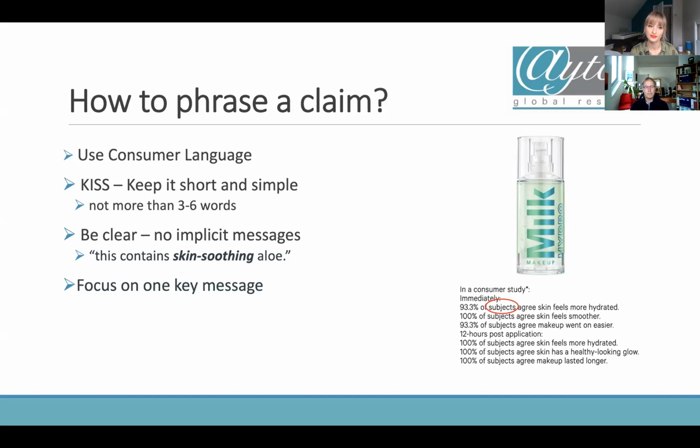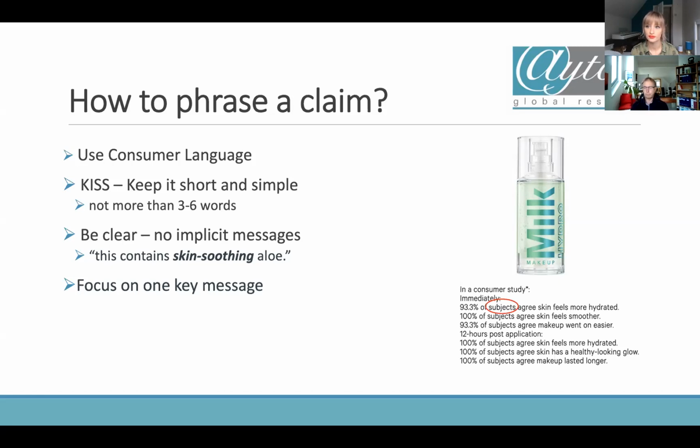Be clear, in a way it relates to what we had before: no implicit messages. You might say this contains aloe vera because everybody knows what aloe vera does. Yeah, maybe, but I'm not sure everybody does. And you don't want people to have to think when they read your claim and jump to the conclusion. So if aloe is skin soothing and you want to claim it, put it on there, to make sure that people don't have to think while they read the claim, but immediately understand what the whole thing is about.